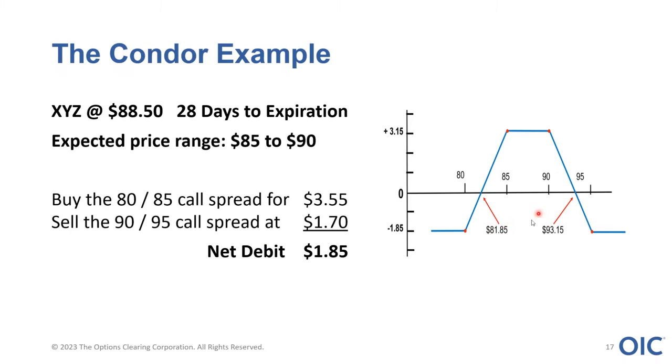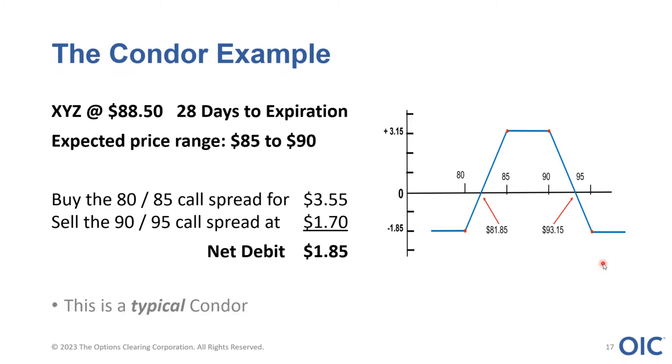81.85 to the downside and 93.15 to the upside. Where do those come from? Well, you might see that $1.85 happens to be in there. $1.85 is the net debit for the entire spread. And so what you're going to do is add it to the bottom strike and subtract it from the top strike. And that's where you're going to get these two break evens for the entire spread.